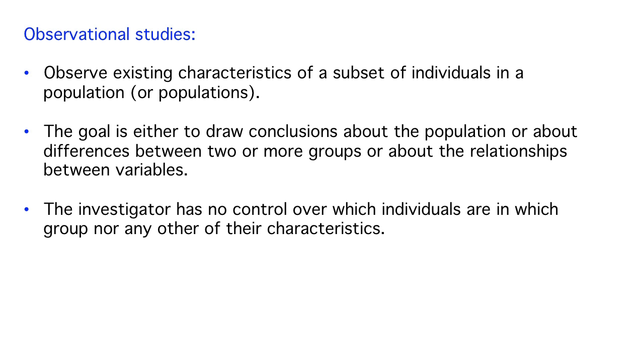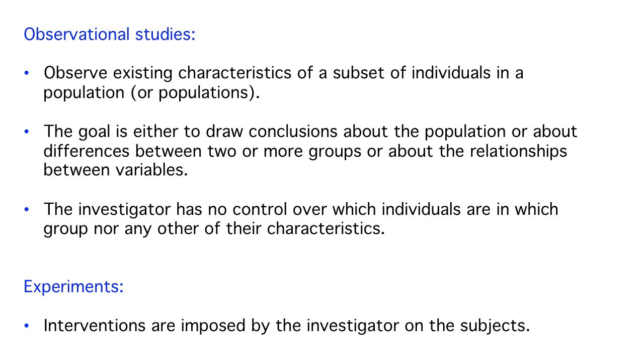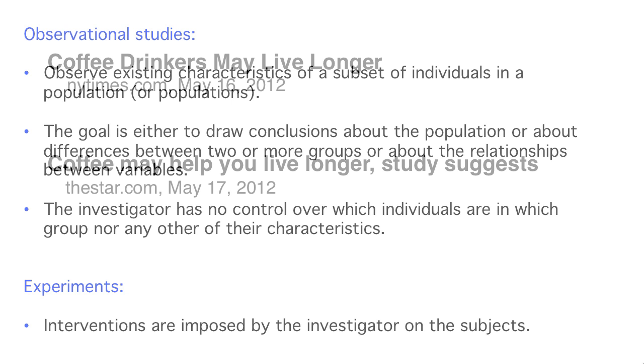In contrast, in an experiment, the investigator imposes some kind of intervention on the individuals being studied, perhaps assigning some to one group and some to another. Experiments are the gold standard for making causal conclusions, but for now, we'll focus more on potential issues with observational studies. Let's look at an example of an observational study and discuss why we need to be careful when stating the conclusions of the study.